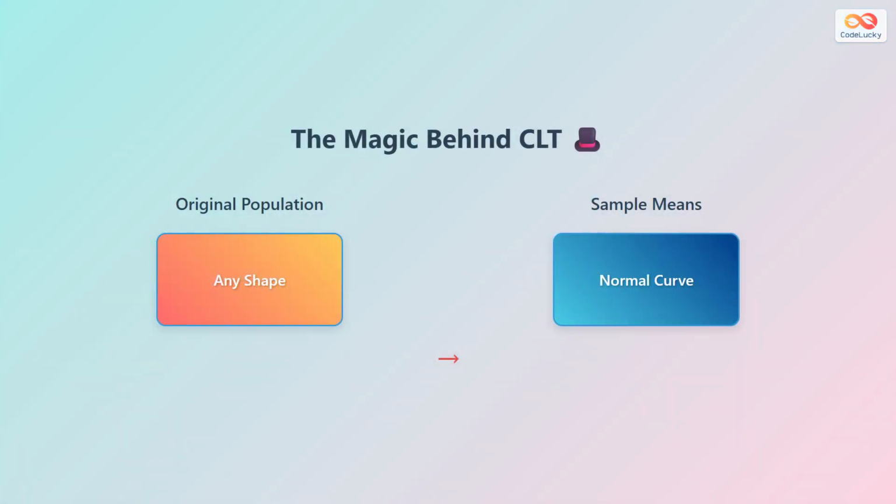Let's look at the magic behind the Central Limit Theorem. Imagine you have an original population with any shape of distribution. Now, when you calculate the means of multiple samples taken from this population, these sample means will tend to form a normal distribution, which looks like a bell curve.